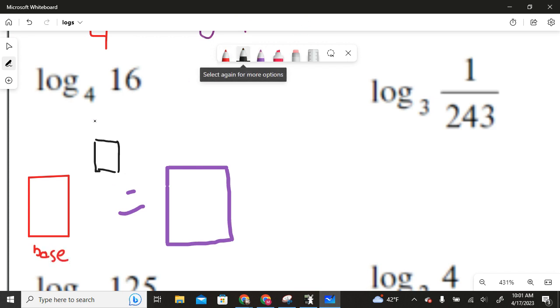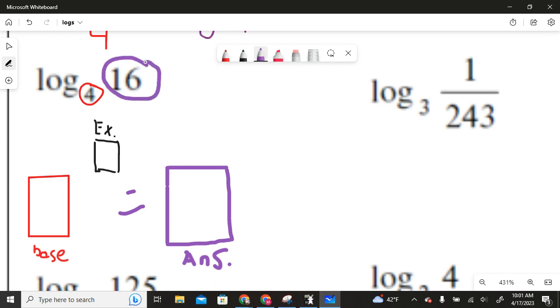In the black, we got our exponent. I'll write that as EX. And then over here in purple, we got our answer. So from our log here, we got log of base 4, 16. So we're asking, what is the base 4 taken to give us 16?